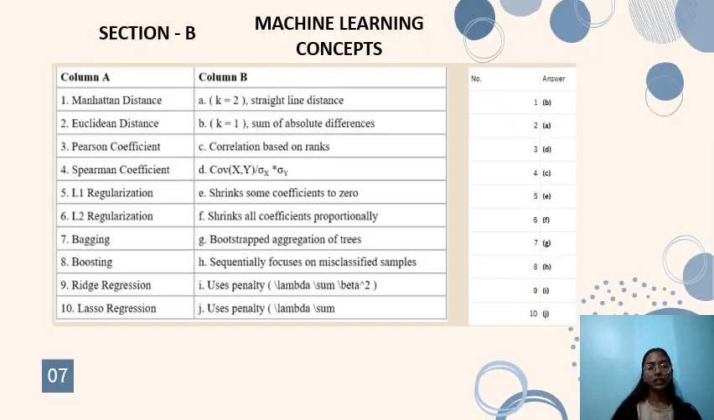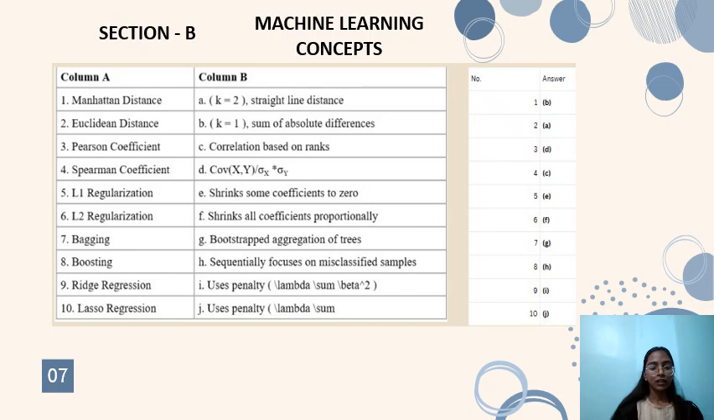Now let's move towards section B, which is machine learning concepts. In section B, we have matching type questions where column A contains machine learning concepts and column B contains their definitions and explanations. Now let's start.